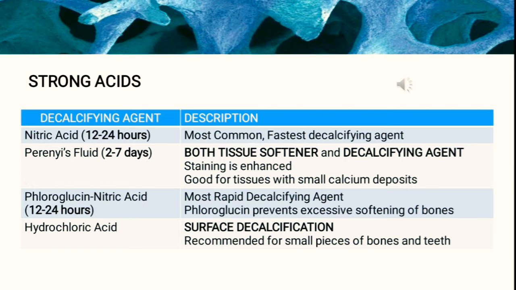So, surface decalcification is defined as a method of dealing with small unexpected deposits of calcium that may be encountered with paraffin blocks. Place the tissue block face down on a pad of cotton or gauze saturated with 10% hydrochloric acid for 1 hour.